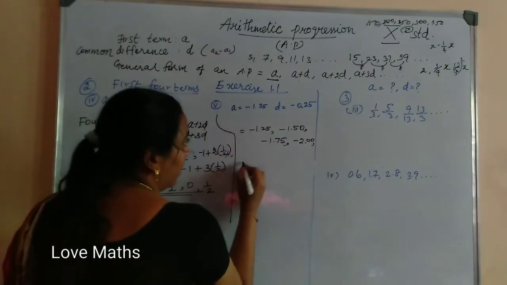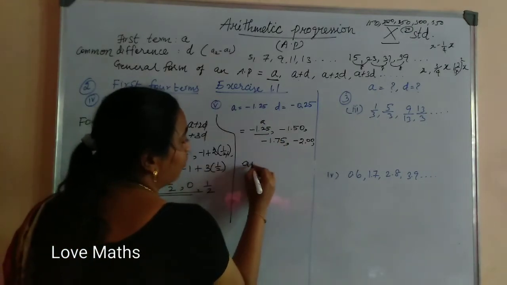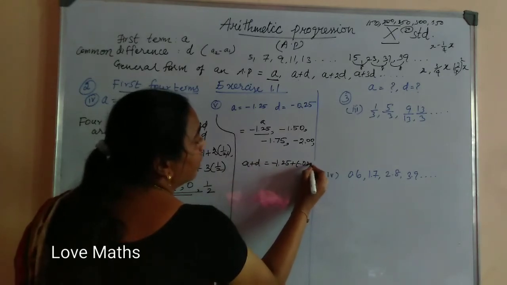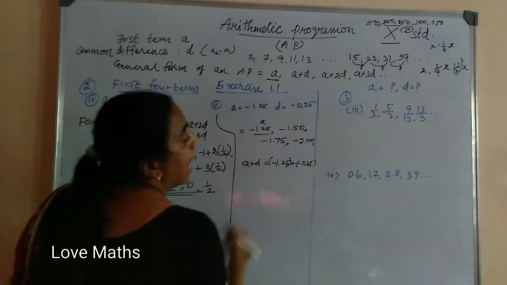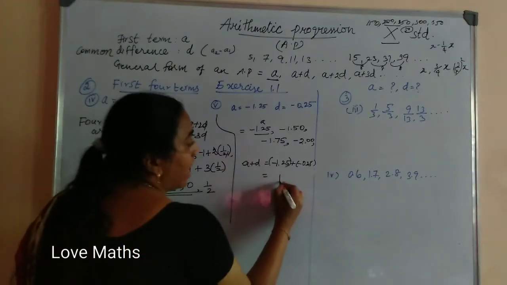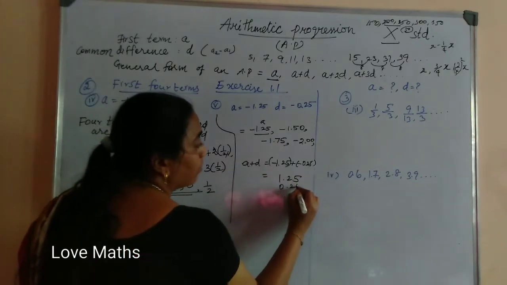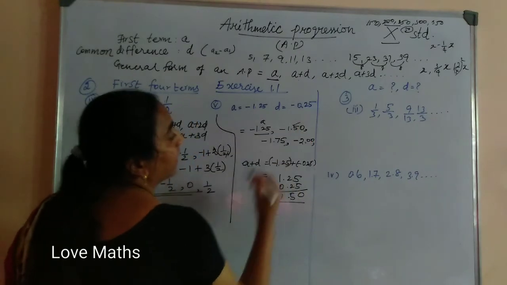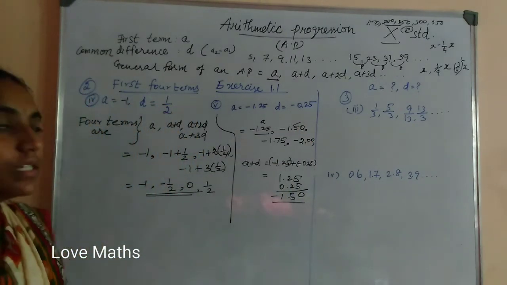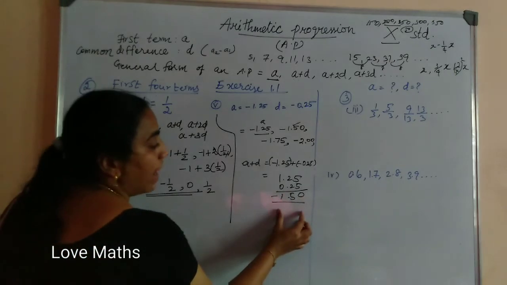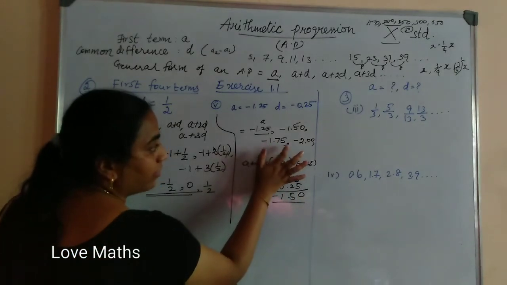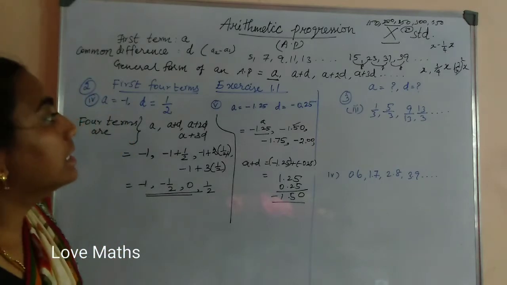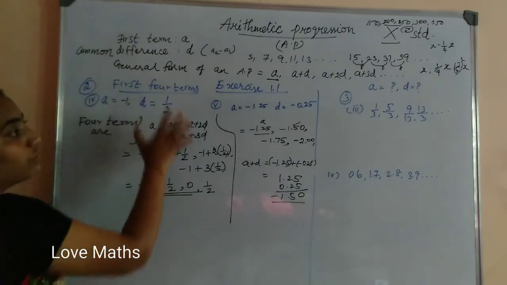So this is A. How to find A plus D? Minus 1.25 plus minus 0.25. Both are minus, so add and write the same sign. How to add? 1.25 plus 0.25: 5 plus 5 is 10, write 0 and carry 1. That's why I directly wrote minus 1.50. Again adding 0.25, you get 1.75. Adding again, you get minus 2. Is it clear? These are the first 4 terms you should find.